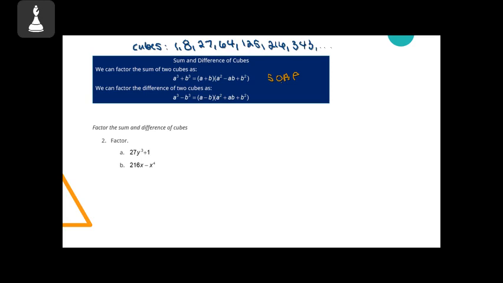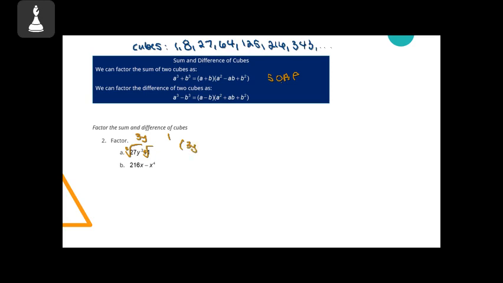So let's factor 27y cubed plus 1. So what we need to do is we need to figure out, well, what's the a piece and what's the b piece? Well, we need the cube roots. So the cube roots of each piece is what I need to figure out. So the cube root of 27y cubed, that's going to be 3y. And the cube root of 1 is 1. So now I'm going to fill in what I have. So the a is the 3y, the b is the 1.